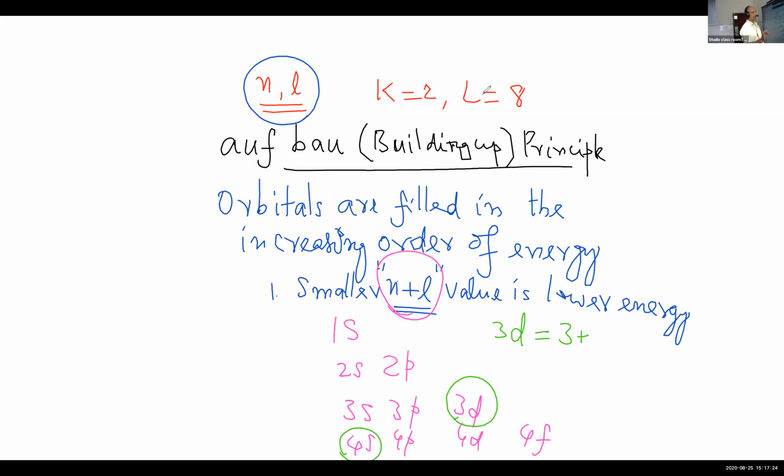What is the L value of a D? 2. Okay. 0, 1, 2: S, P, D. That is equal to 2. So, the N plus L value is equal to 5. Is it clear, all of you? Yes, sir. Now come to 4s.